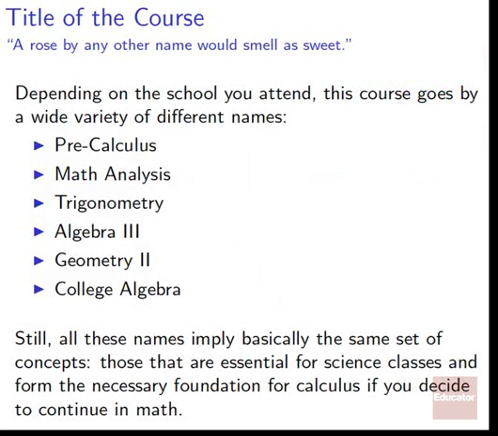So what's this course called? Depending on the school you attend, this course goes by a wide variety of different names. Precalculus, math analysis, it might be called math analysis with trigonometry, simply trigonometry, it might be called precalculus and trigonometry. It could be called algebra 3, might be called geometry 2, might be called algebra 3 and geometry 2. It might be called college algebra if you're in a college course. It might be called college algebra with trigonometry, and it might be called something different from all of these. It's got a lot of names, sadly.